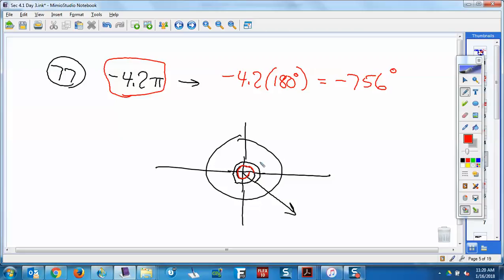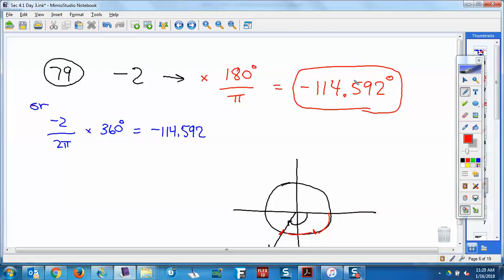Now let's talk radians. I just went negative 2 pi, right? Because I'm going backwards. And now I just went negative 4 pi. So now I need to go just a little more, right? It's 4.2 pi. So that's twice around in the negative direction and then a little more. So it should put me in the fourth quadrant. Negative 756, well, twice around would be negative 720, right? And then 36 more. So it makes sense that would be there.